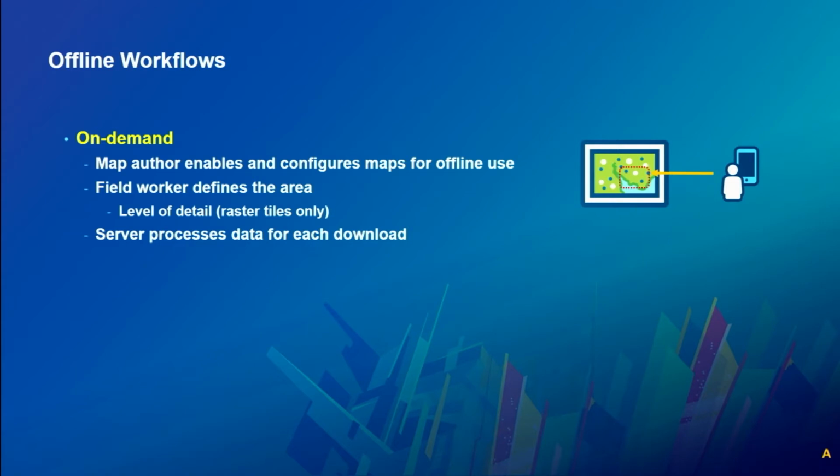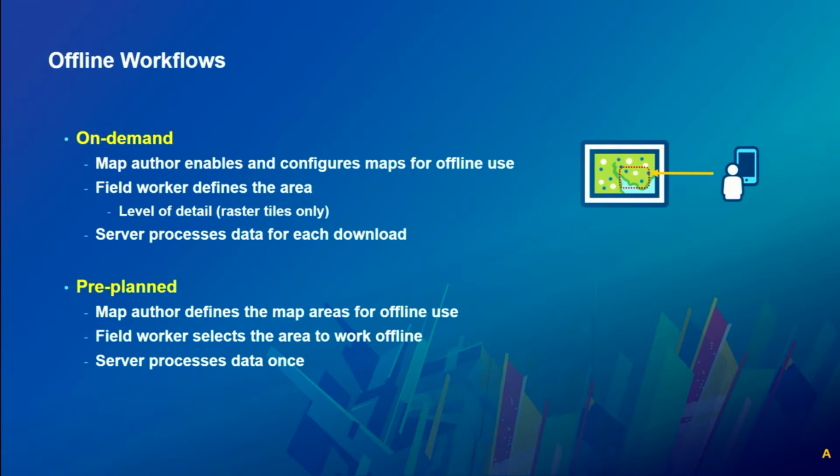And each time the field worker on their device says, I want to take that map offline, they define some things. They define the area and the level of detail for the base map. And then the server, each time that request is sent, extracts the operational layers into a mobile geodatabase, sends that to the device, as well as any tile layers, as well as the base map. And that's something that we will continue to support into the future.